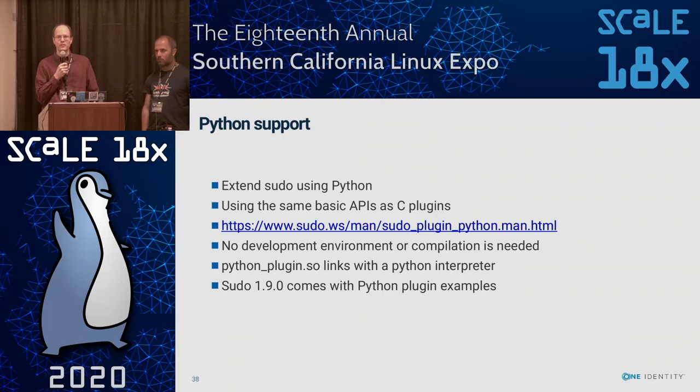So a nice thing about this is you don't have to have a full C development environment if you want to do your Python plugins. Pretty much everything is already linked into the Python plugin shared object that's got a Python interpreter there. And so all you really need is the ability to write a Python script, and you're good to go. And sudo 1.9 comes with several Python plugin examples so that you can look at and modify.